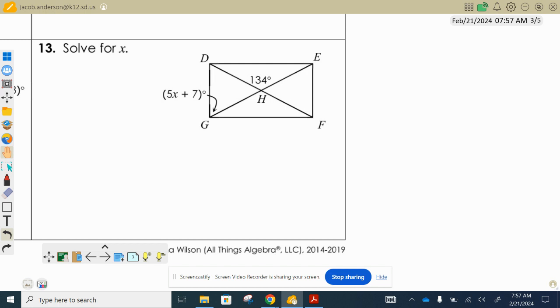And I want to pause for a second and see if you guys can try to figure out how to start this one, because this one is a little bit different than the previous one. So I'll let you pause, and then you can resume when it's time.